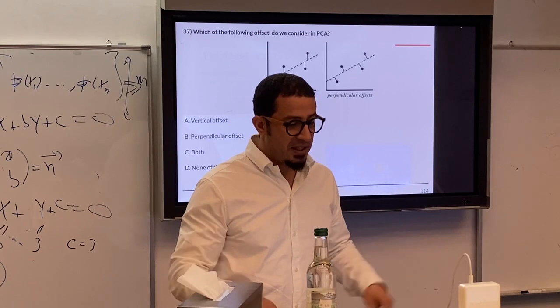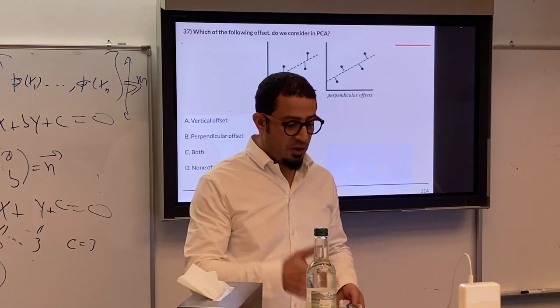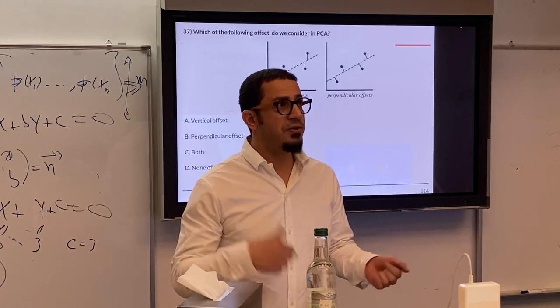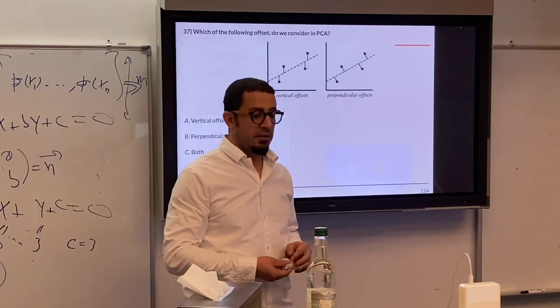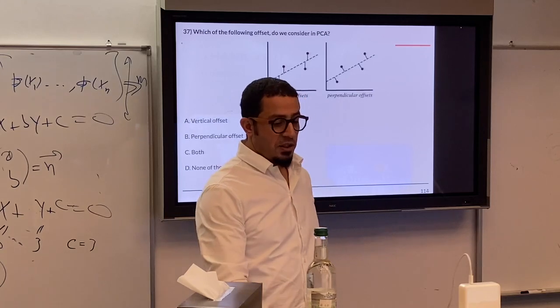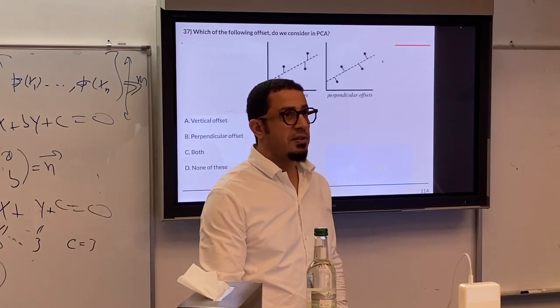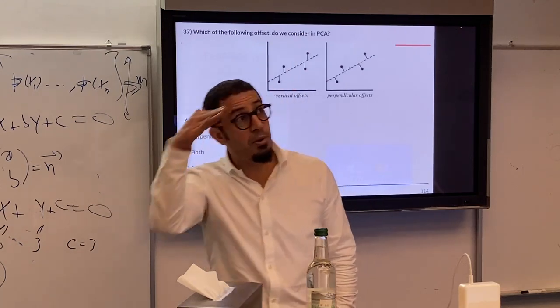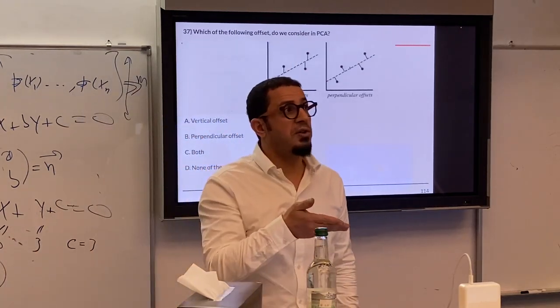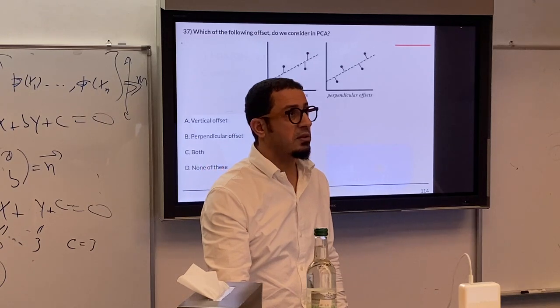For PCA, is it a projection to the left or to the right? Do you think we are doing this or this? The vertical one, this one, yes. These are vertical projections, not any other lines. So this one is not. Clear?